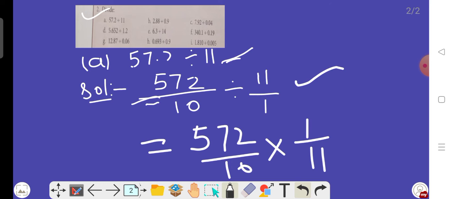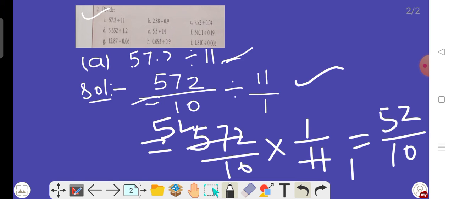Now here we have 11 as the highest common factor between 572 and 11. So 11 will become 1 and this will become 52. So the result is 52 by 10. Again we are able to remove this 10 by placing the decimal point after one digit. So this is equal to 5.2. Okay, so this is the solution of your A part beta.